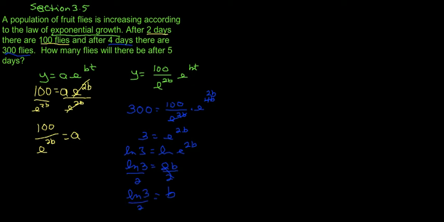So this is going to help us in a couple ways. This is going to get substituted in here, and we're going to work on our last part here. So let's simplify the a value first by plugging this value of b back over here. So we'll have 100 all over e raised to the 2 times b, which is natural log of 3 divided by 2. So that's what a equals.